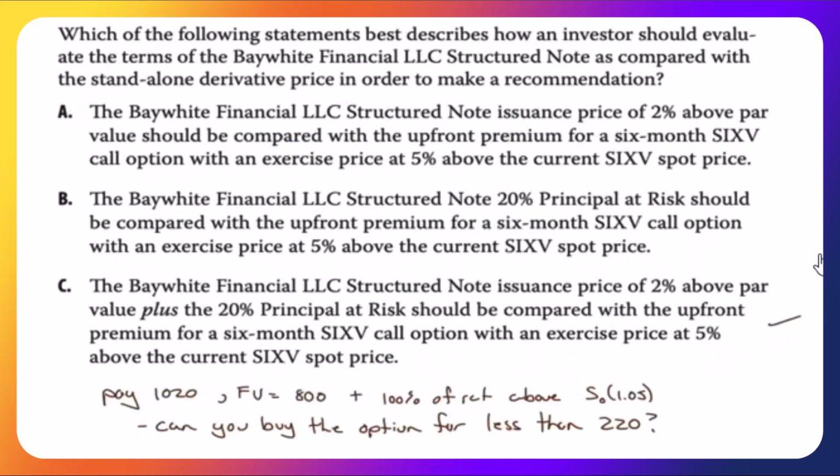Which of the following statements best describes how an investor should evaluate the terms of the Bay White Financial LLC structured note as compared with the standalone derivative price in order to make a recommendation? So let's just review here. We're going to pay $1,020. We're going to get $800 for sure, plus 100% of the return above whatever the strike price is, increased by 5%. So the question is, you're going to get $800 plus the return. Can you buy the option for less than $220?